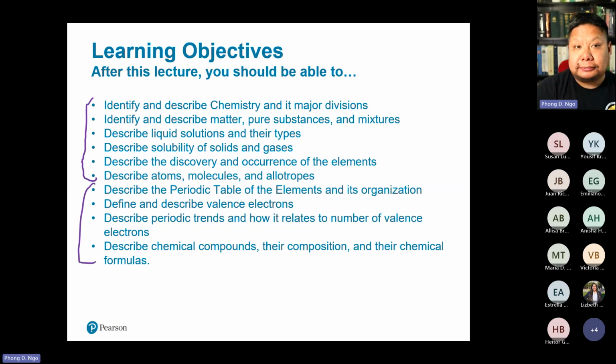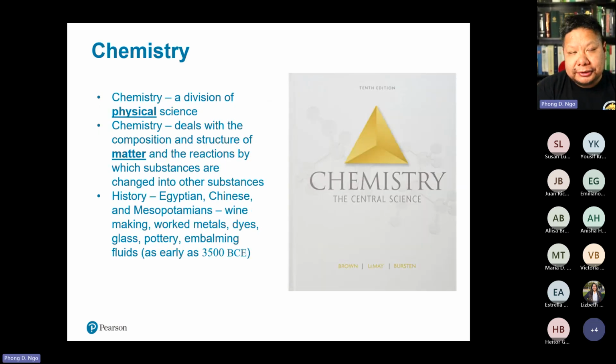Okay. So what is chemistry? Well, chemistry is a division of physical sciences. We talked about that before. One of the physical sciences. And so really the definition of chemistry is the study of matter and how matter interacts with each other, right? Chemistry has been around for a very long time. The Egyptians practiced chemistry, the Chinese, Mesopotamians. And how did they do that? They did that by making wine, and working with metals, dyes, glass, pottery, embalming as early as 3500 BC. Wow, that's a long time ago, right? That is a long time ago.